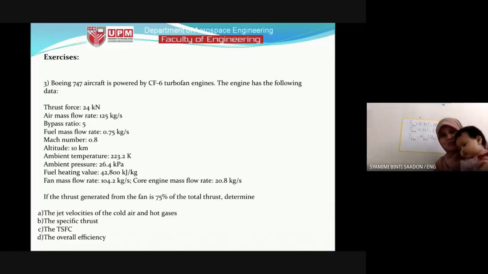Oh, I forgot to add here. Assume that the exit pressure, so the pressure thrust, we assume that it is negligible. So PE equals PA, right? So no need to include the PE, PA part. Only the momentum thrust.